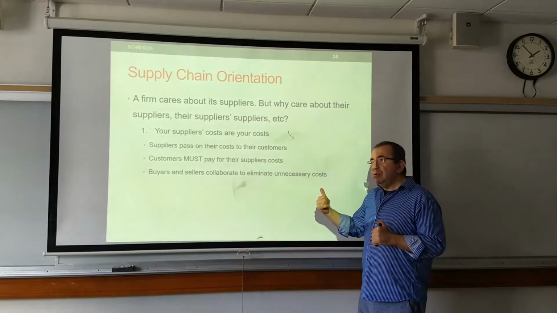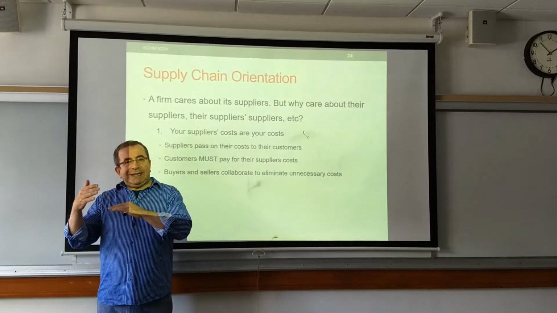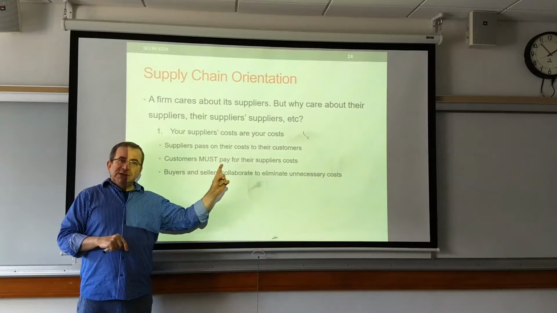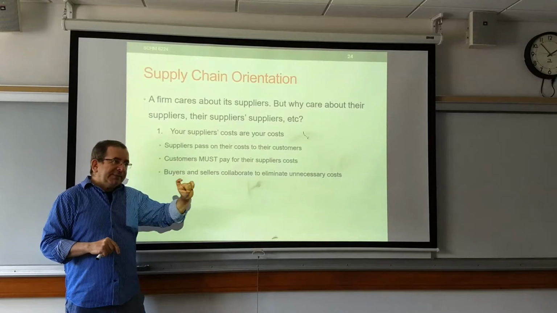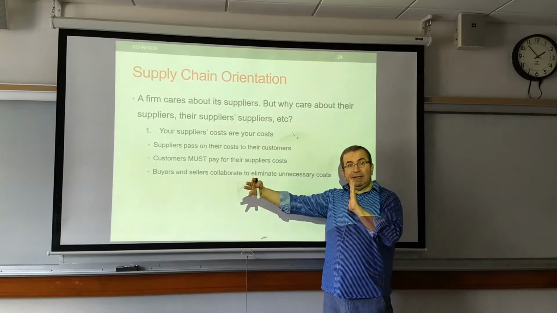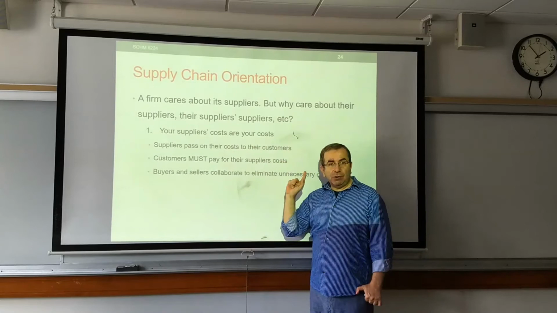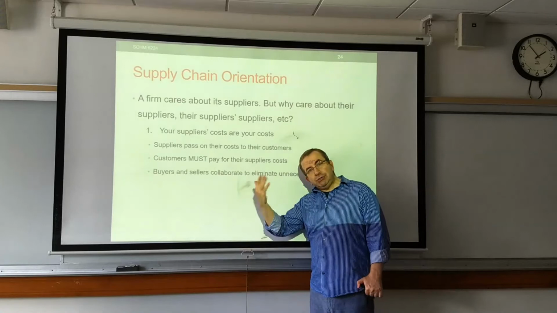So they looked at their meat packing suppliers, they looked at their farms, they went all the way to egg production. So they traced all the product flows, all the processes, all the way from the egg to the chicken meat, and they tried to eliminate all the unnecessary costs across the supply chain, and the savings that they received, they would pass on to their customers. So if your supplier's costs are your costs, and if you want to reduce your raw material costs, you need to work with your suppliers, their suppliers, etc.